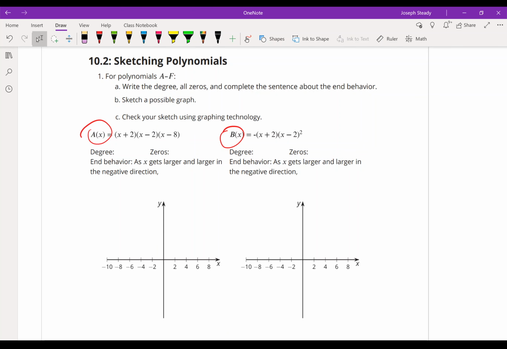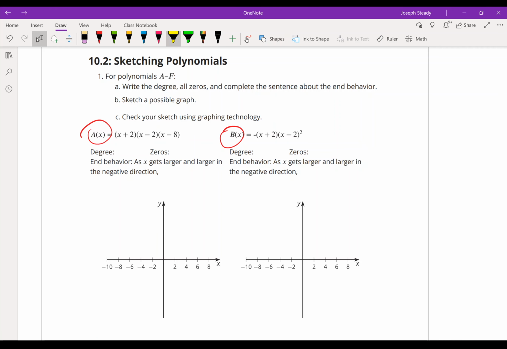In problem 10.2, we are given 6 different polynomial functions and asked to find some information about them. We're then going to sketch a graph and eventually check if our graph is correct using Desmos. I have selected 3 of these to look at in this video, and I'm going to leave the other 3 for you to try. And remember, you're going to use Desmos to see if you got it right.